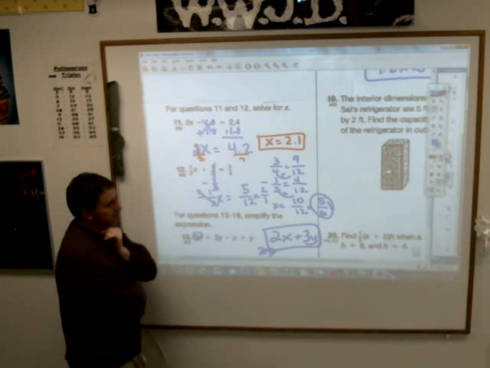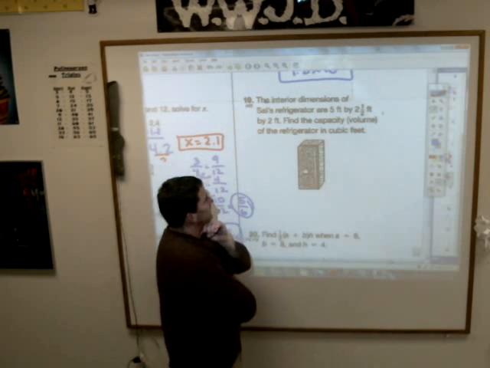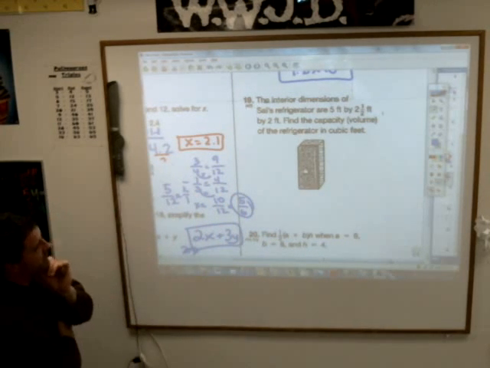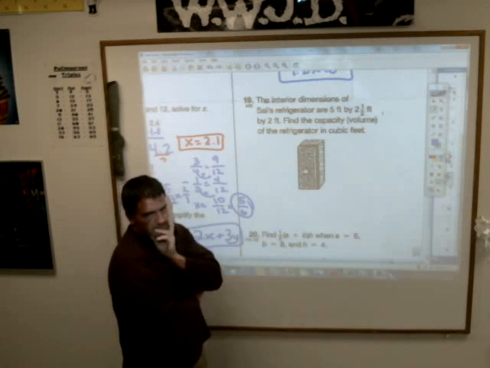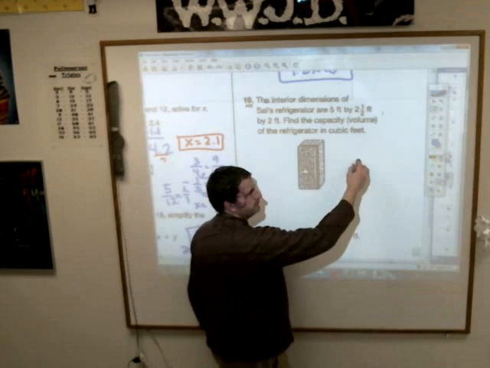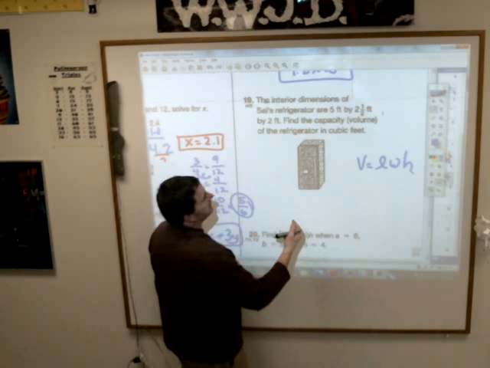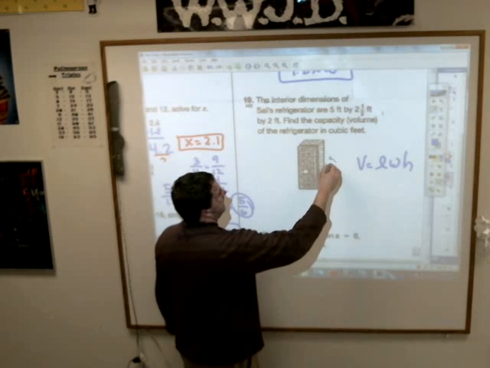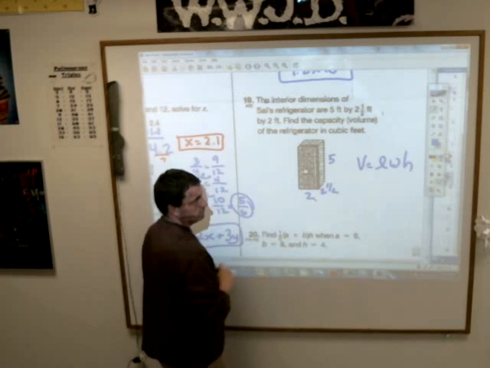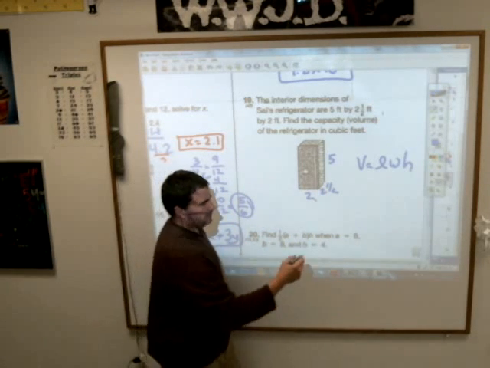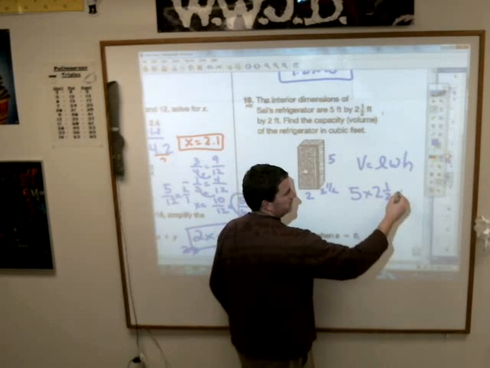Jackson. Love number 19, especially since it's right there. The interior dimensions of Sal's fridge is 5 feet by 2.5 by 2. Find the volume. What's volume? Length times width times height. And this thing was 5 feet high by 2.5 by 2. So you just have to multiply those together. 5 times 2 and 1/2 times 2.